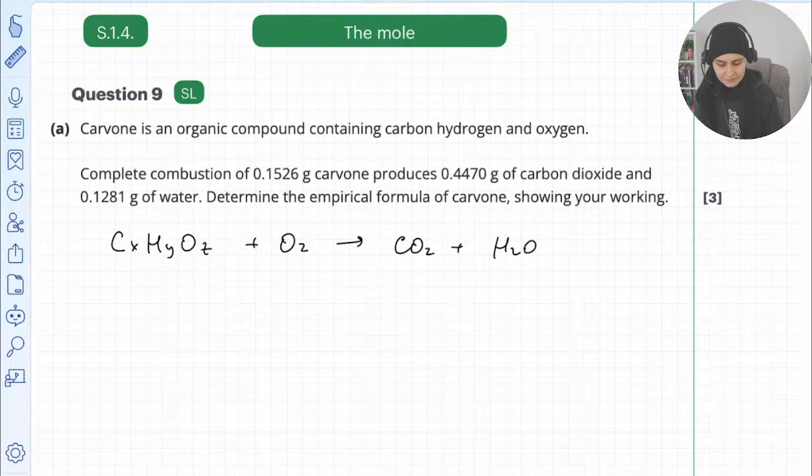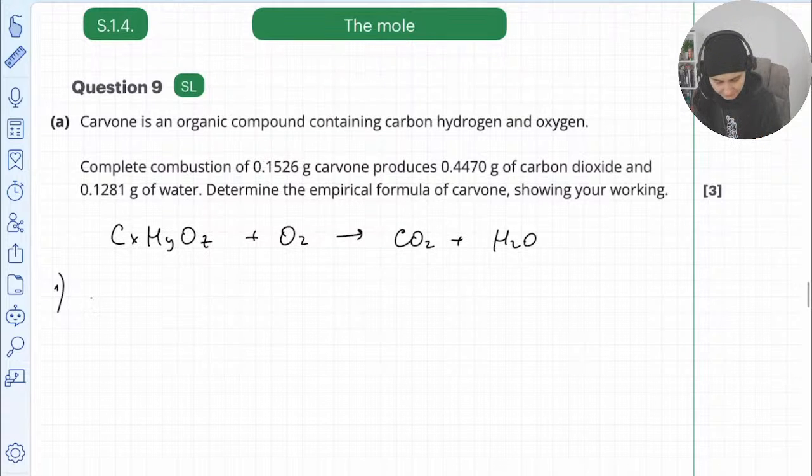So all the carbon atoms from the carbone turned into CO2. All the hydrogen atoms from the organic compound went into water. We cannot say the same about oxygen because we added extra oxygen, right? So for oxygen that does not work. My goal here is to find the number of moles of carbon, hydrogen, and oxygen atoms, and then take the ratio. The ratio would give me the empirical formula.